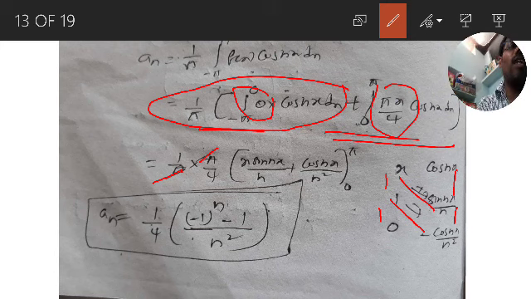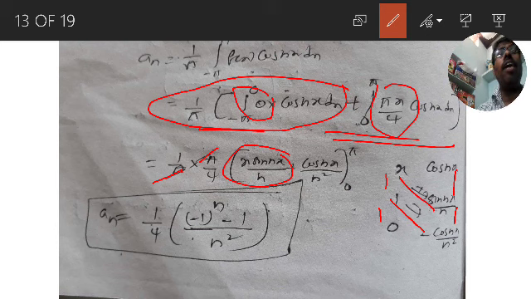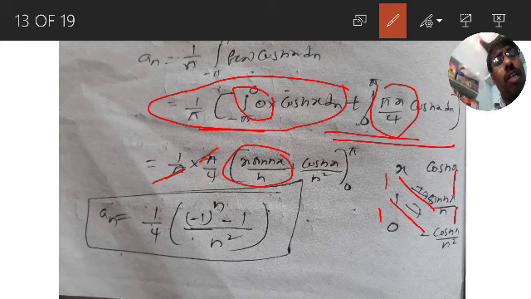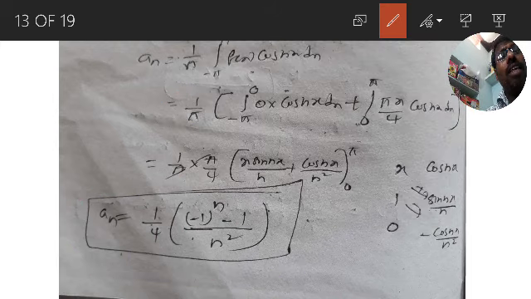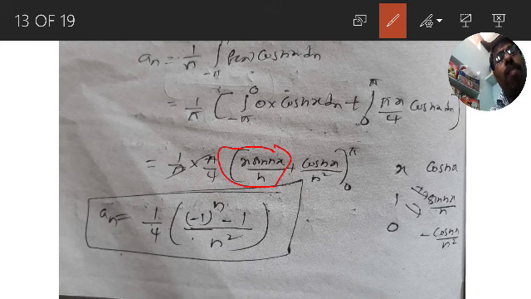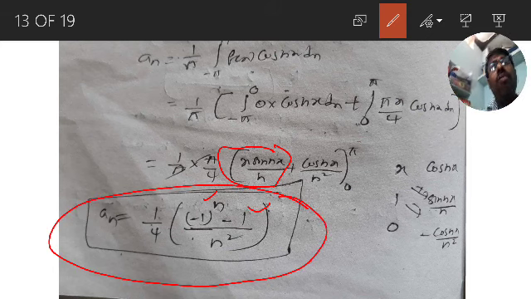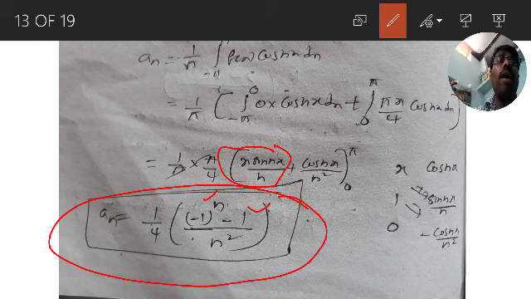Therefore, for the sin nx term, the value from the upper limit and lower limit is 0. Only you have to apply the limits on cos nx by n square. Cos n pi is minus 1 to the power of n, and cos 0 is 1. Therefore, an is 1 by 4 into minus 1 to the power of n minus 1 by n square. This is what we got for an. We got a naught, and now we got an.